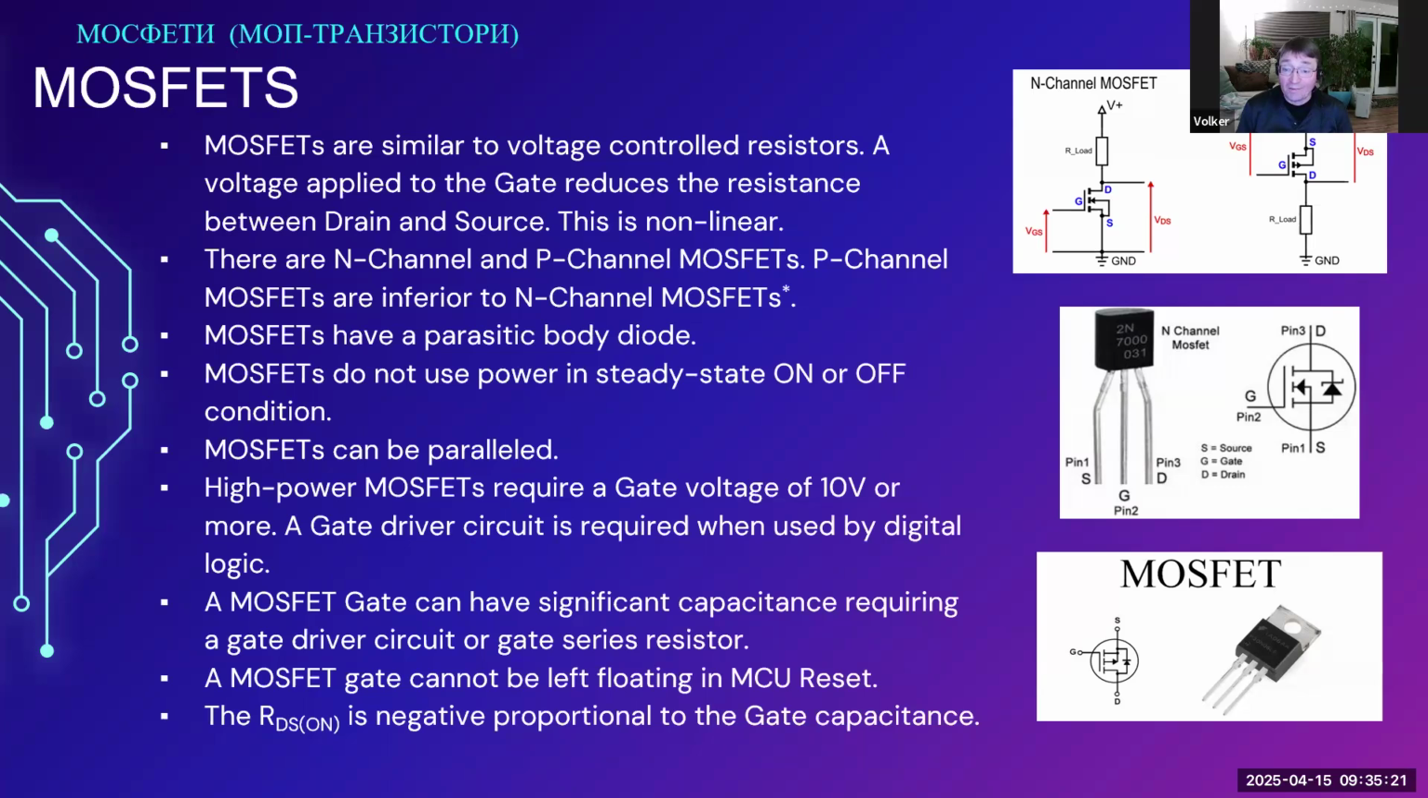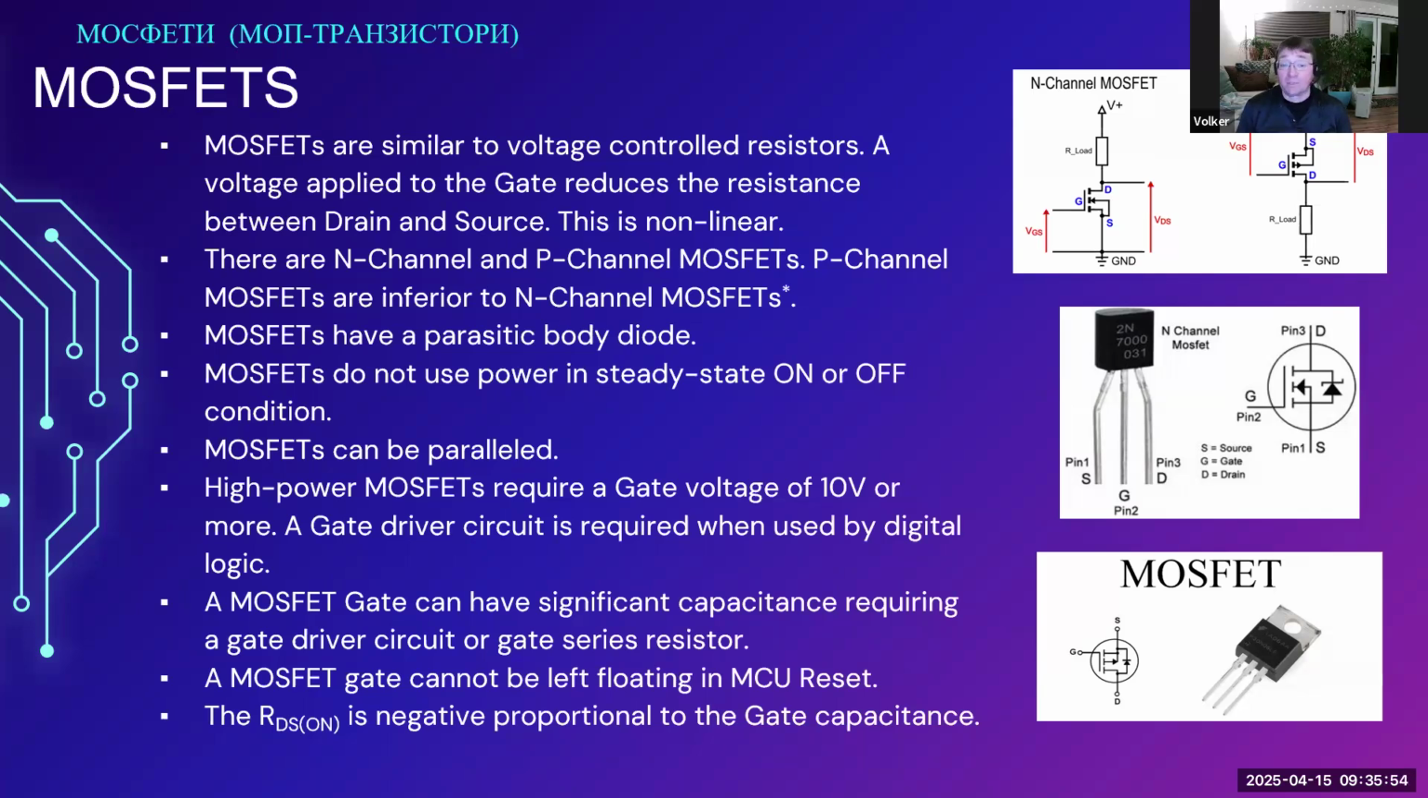MOSFETs do not use power in steady state on or off condition. That is important because if you're turning a bipolar transistor on, it will consume power. In order to keep the current flowing, you need to push in the base current. For MOSFETs, that is not necessary. MOSFETs are voltage controlled. Once they're switched and the voltage on the gate terminal is maintained, they will stay on without consuming power.